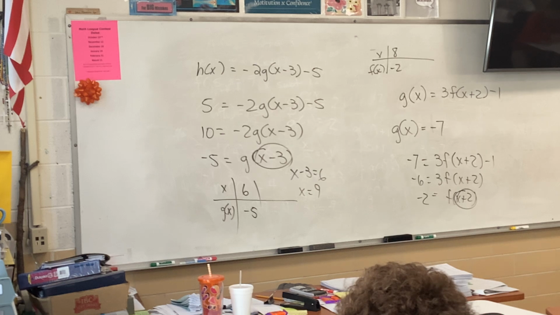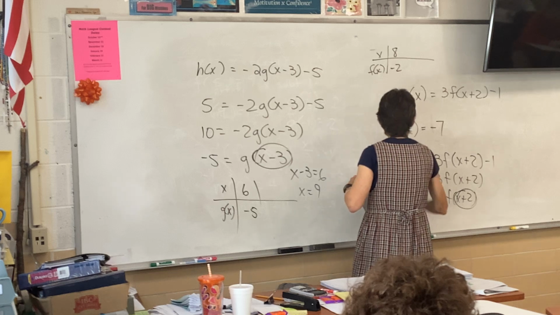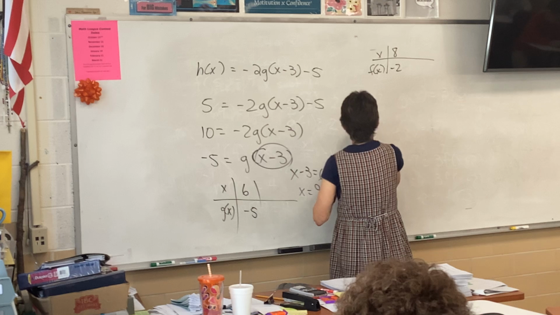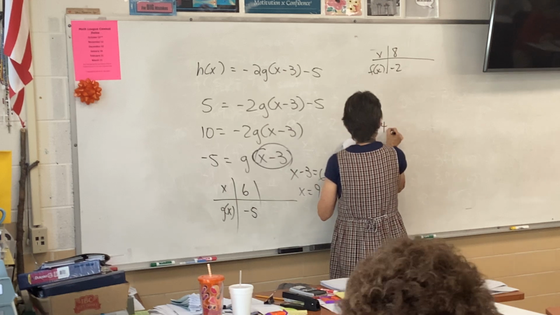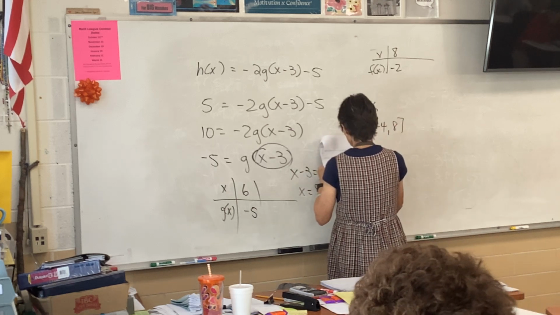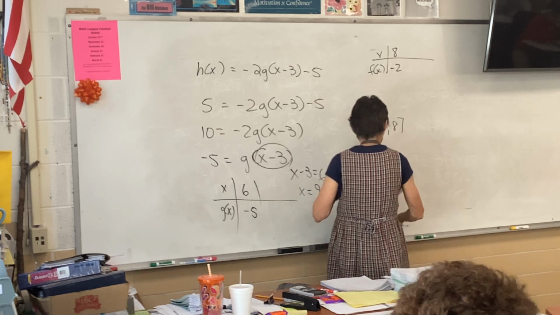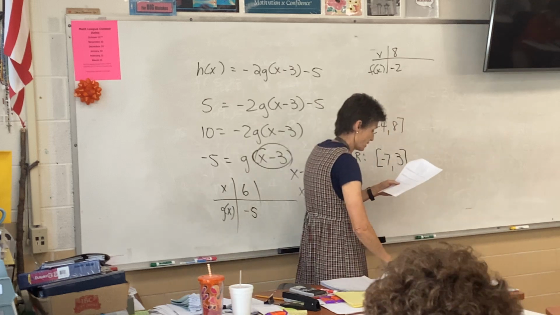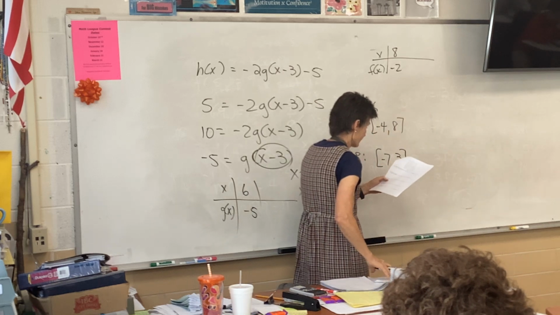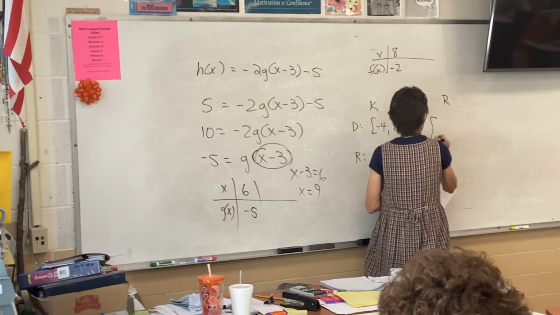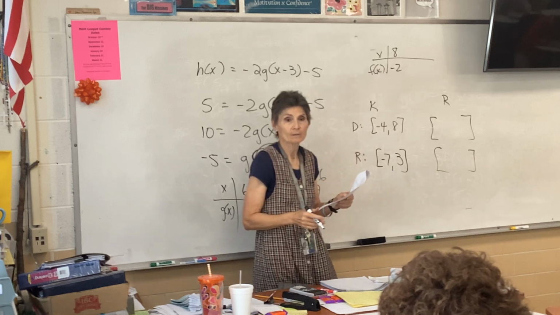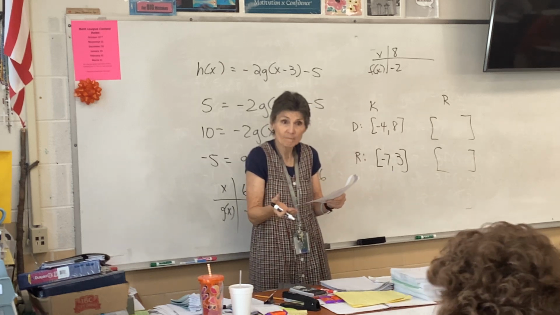Number 12 says we've got a function k whose domain is given negative 4 to 8, and the range is negative 7 to 3. And then we got this new function called r, and we got to find its domain and range. Okay, so all we're going to do is figure out what changes we made.